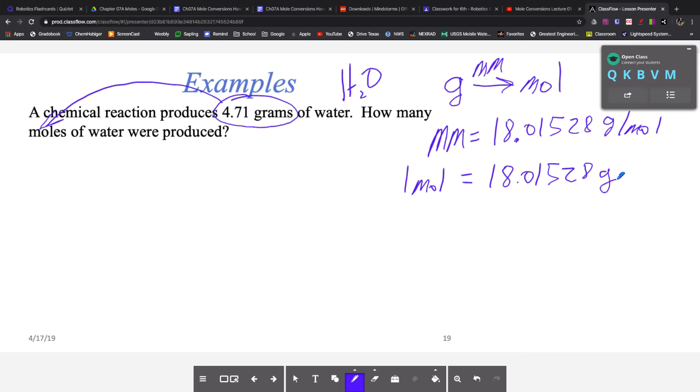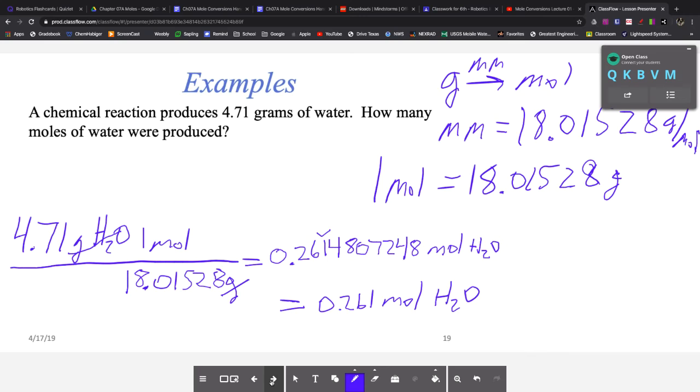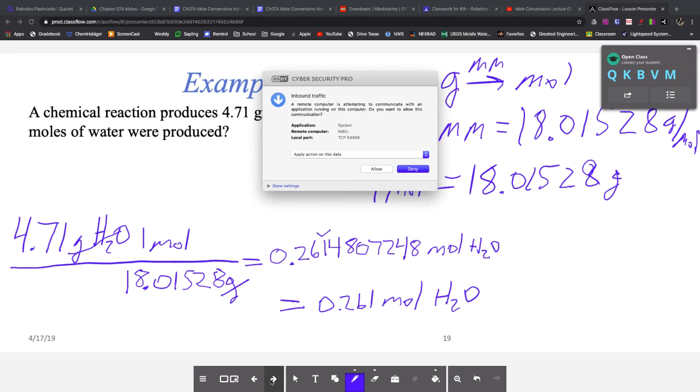And then we set up our dimensional analysis. We draw the line, take the number that we're given in the problem, put that on top. Then, because I have grams on top, I want grams on the bottom so it cancels. So the 18.01528 grams goes on the bottom. The 1 mole goes on the top. My grams cancel out. So to solve this, I take 4.71 divided by 18.01528. And when we do that, we get 0.26148072248 moles of H2O.